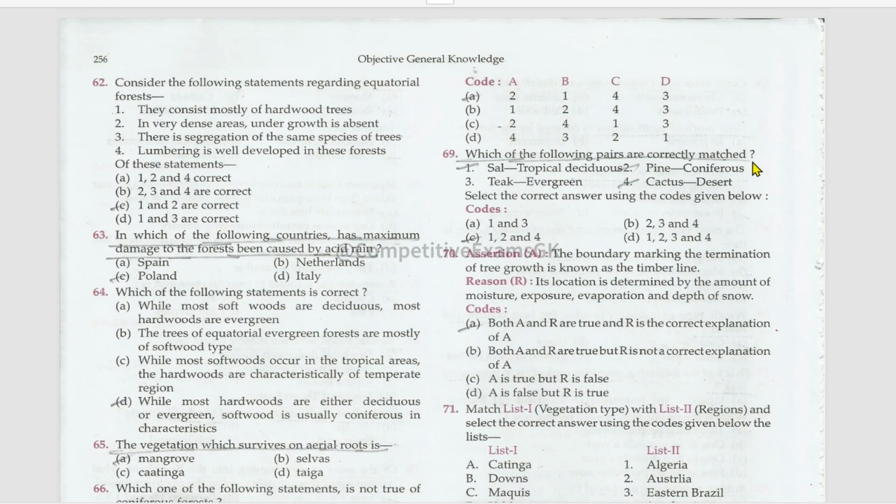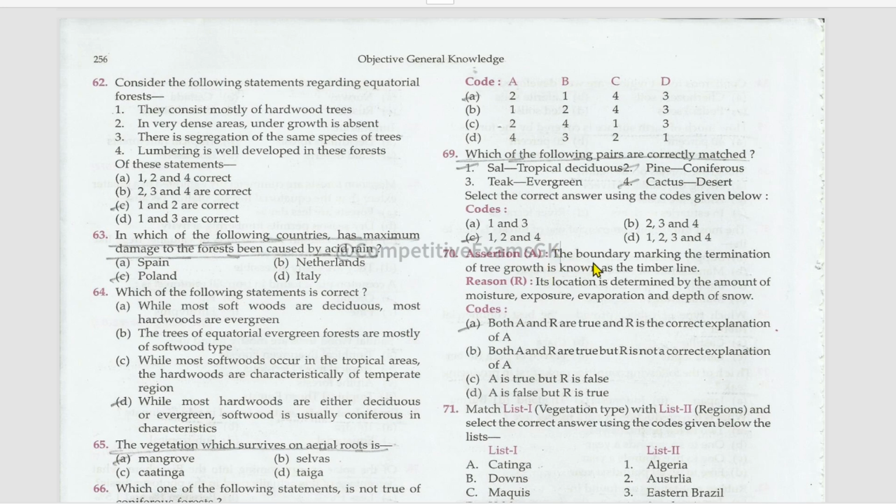Which of the following pairs are correctly matched? Okay. Sal, tropical deciduous, true. Pine, coniferous, right. Teak, evergreen forest, no. Teak belongs to which type of forest? Mention that in the comments. Cactus belongs to desert type. Yes, 1, 2, and 4 are the correct codes.